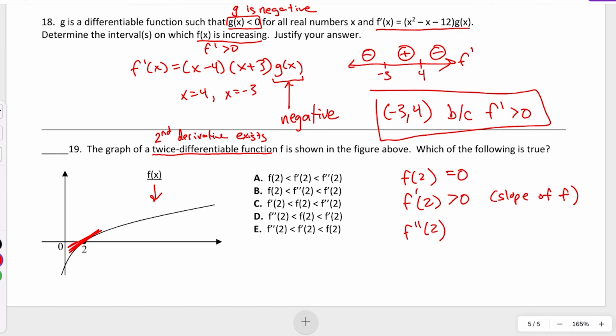f double prime, we're really asking, is this concave up or concave down? And we can see that because of the curvature here, anytime you have a curve that does something like this, it's like kind of half of that upside down u, that's going to be concave down. And so the second derivative is negative. All right, so the smallest number is going to be the f double prime. So that should be the smallest one in this inequality. So far, D and E are the only options. Followed by the 0, so f of 2 should be next. And then finally, f prime should be the biggest number because that's positive. So our answer here is D.